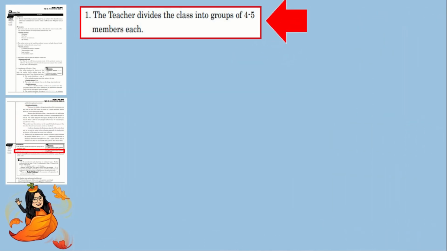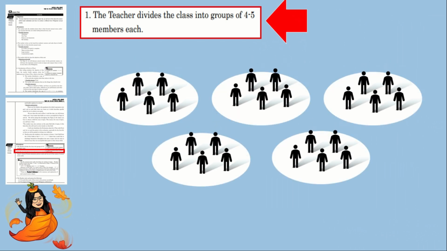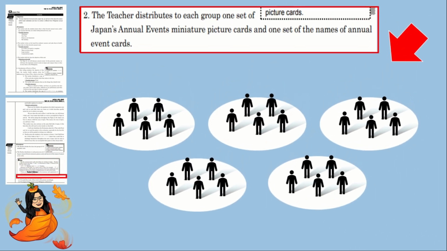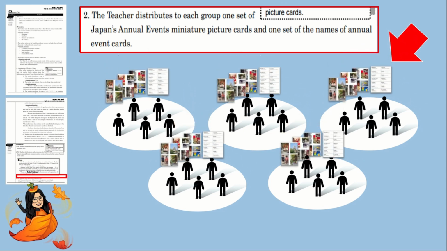After that, the teacher divides the class into groups of 4 to 5 members each, like this, and distributes to each group a set of Japan's annual events miniature picture cards, and a set of the names of annual event cards, like this one.